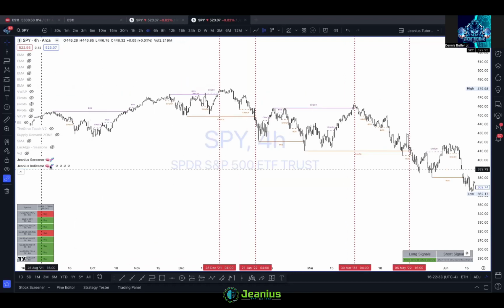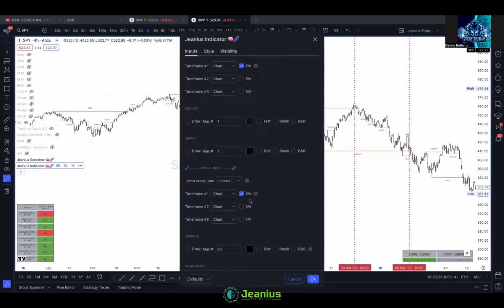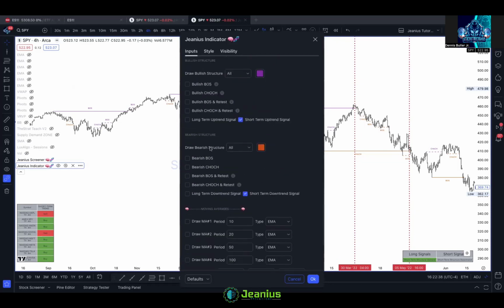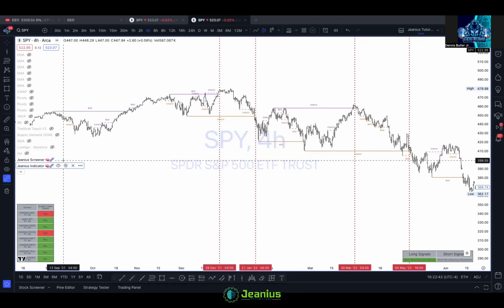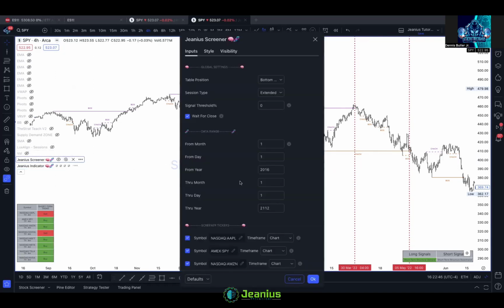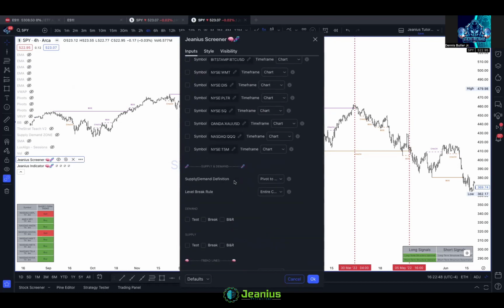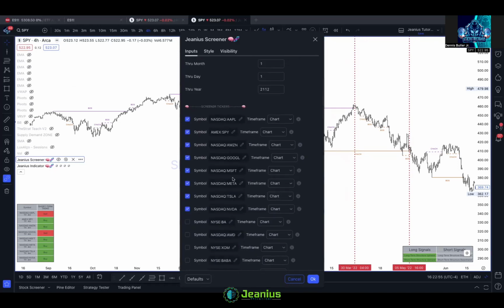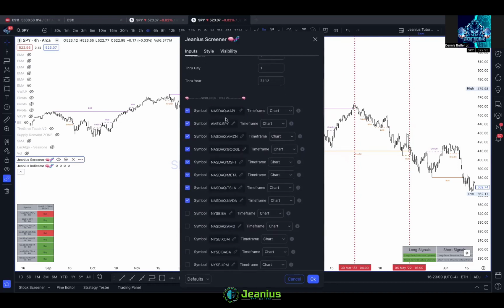I'm going to also turn on long-term structure while I'm at it, to help you understand how important it is to follow the trend when you're trading. You don't have to do it this way, but this is just for example's sake to help everybody understand exactly how this works. While we're using the screener, I'll only be focusing on SPY and the Mag 7. That's SPY, Apple, Amazon, Google, Microsoft, Meta, Tesla, and NVIDIA.